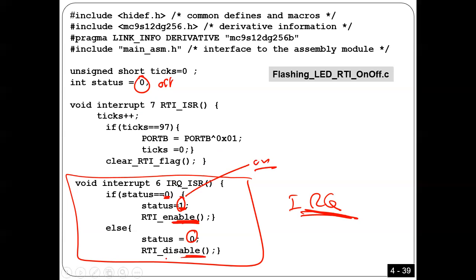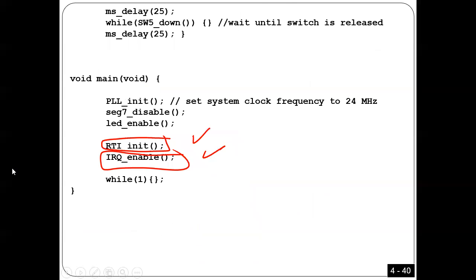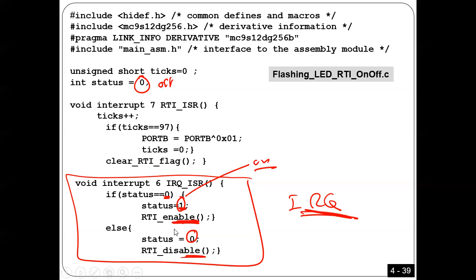So now we have two functions. One is called RTI enable, to enable RTI interrupts. The other one is RTI disable, to disable RTI interrupts. Is that okay? That's it. Okay, guys? Is that clear?